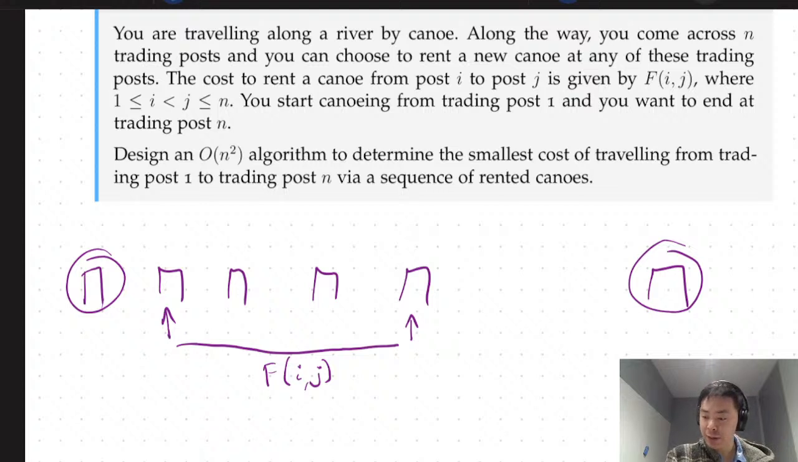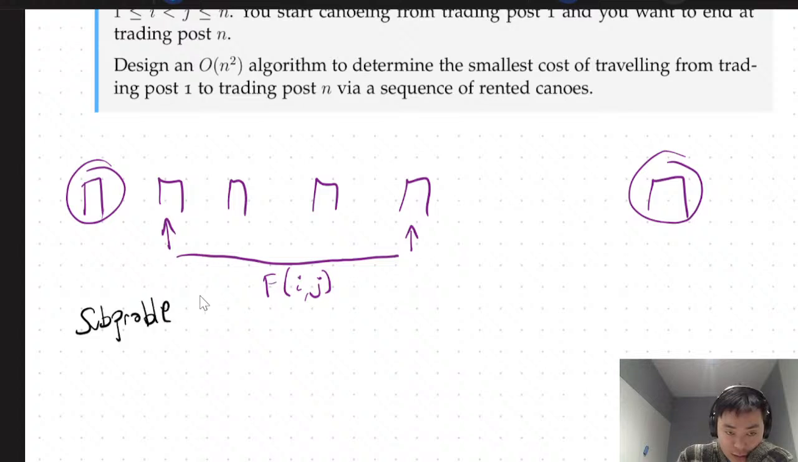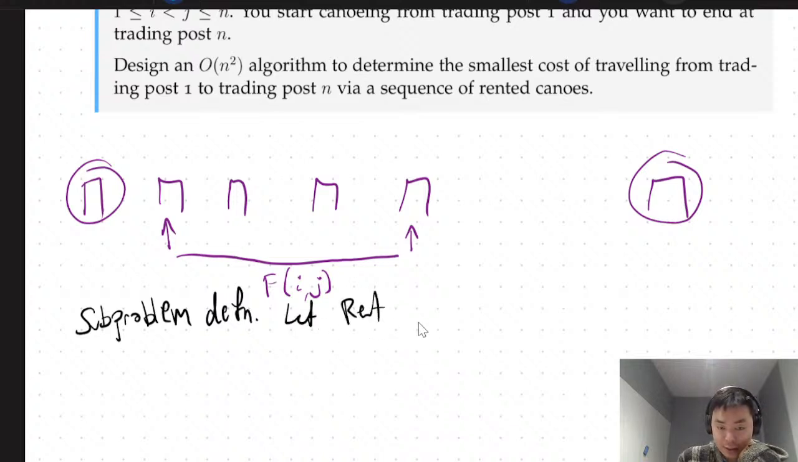So again, you need to come up with a suitable subproblem. How would you define the subproblem for this problem here? So what would your subproblem definition be? So let rent. I'll give you a hint. You have one parameter. So now you need to think about what that parameter would be.